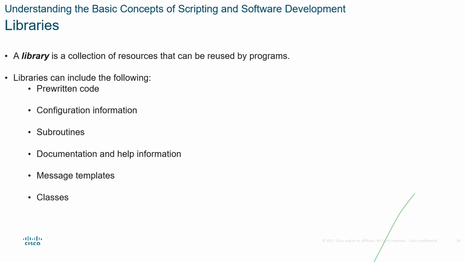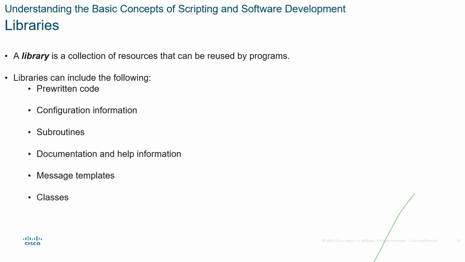Then that brings us to library. What's a library? A library is a collection of resources that can be used or reused by programs. Once it's used at first, you can come back to it. A library is like a collection of different scripts or different codes or different syntaxes that can be called on and used. So libraries can include the following: pre-written codes, configuration information, subroutines, documentation and help information, message templates, and then classes.